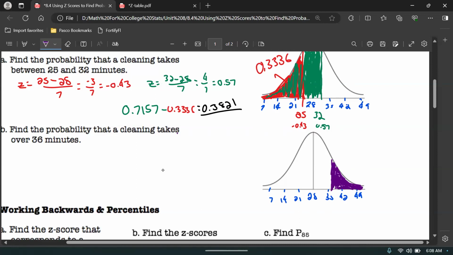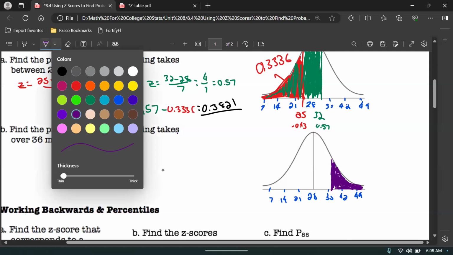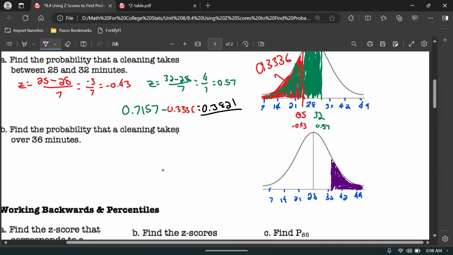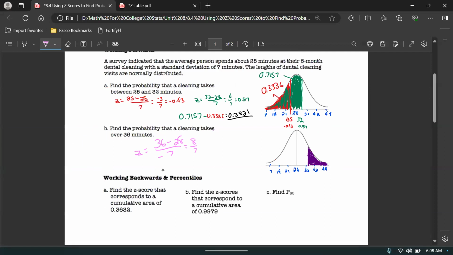All right. So first thing we need to do, of course, is find the z-score for that number. So 36 minus the mean, remember, which is 28, divided by standard deviation, which is 7, right? Z-score formula. This comes out to 8 over 7. And 8 divided by 7 is 1.14. All right, so that's our z-score.